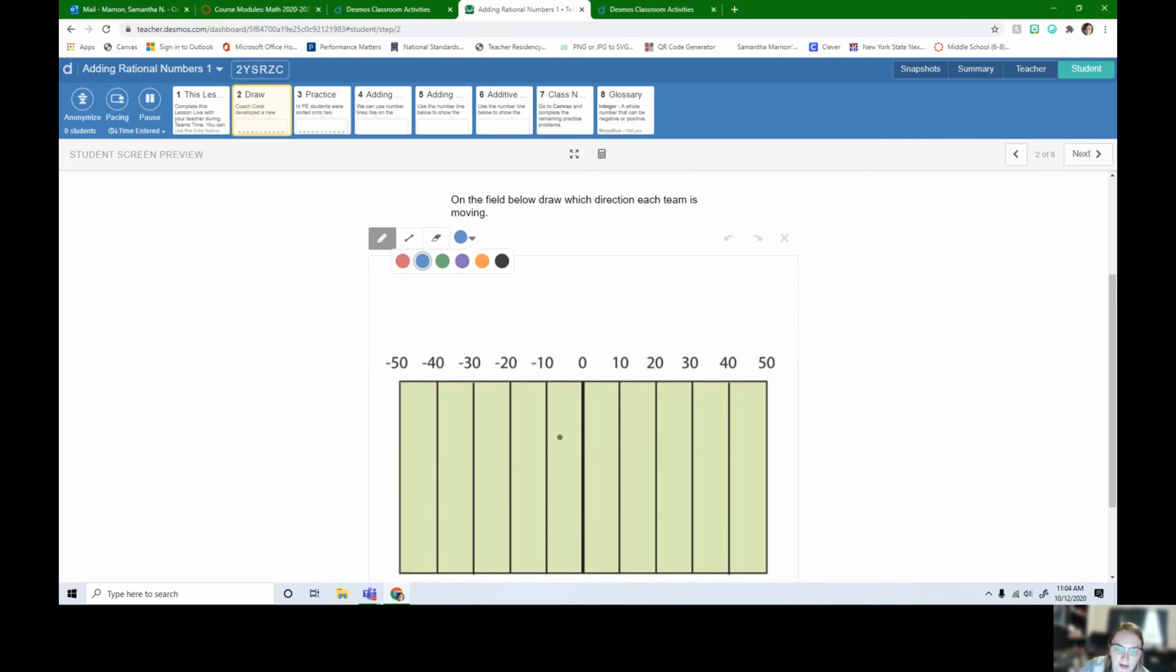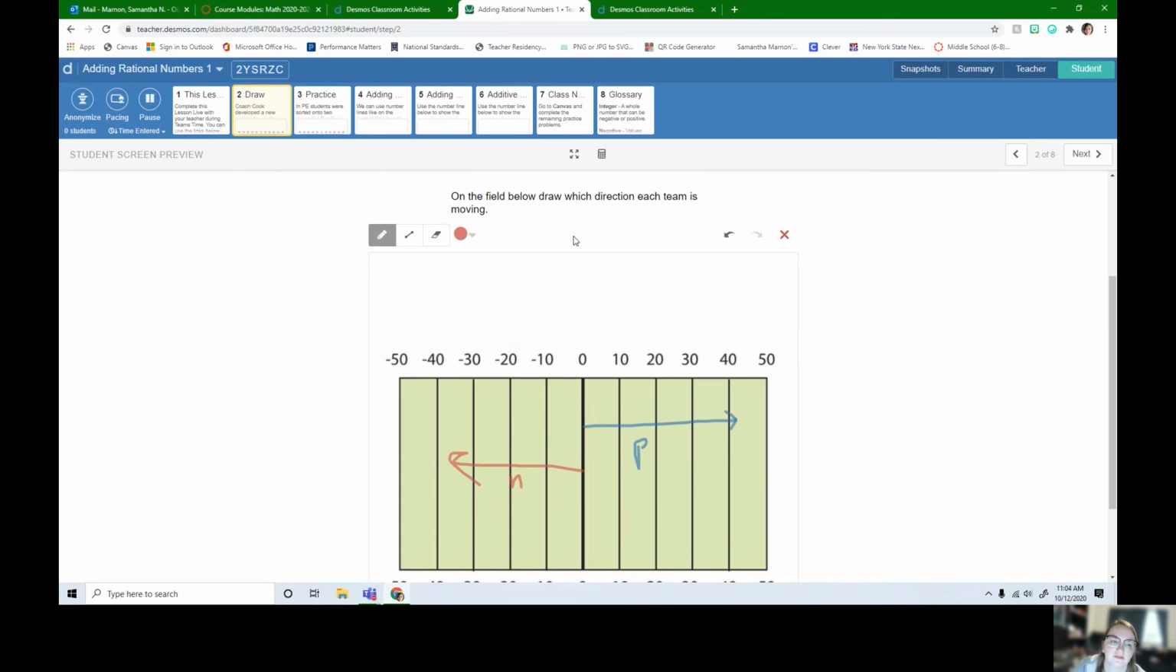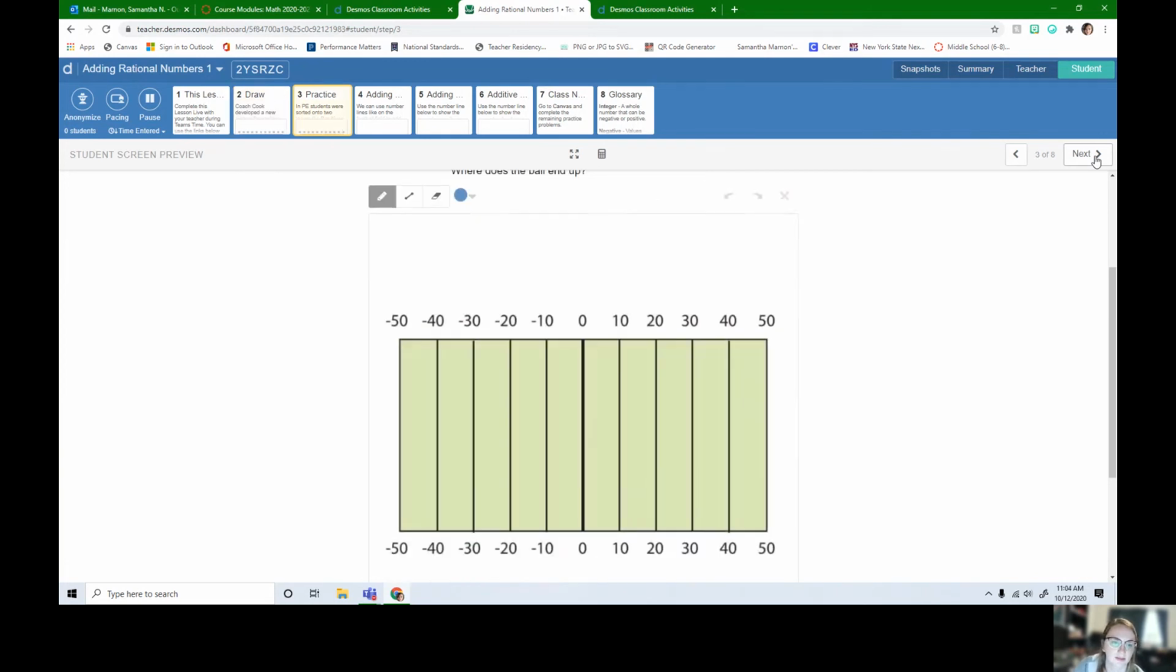So we just said that everybody's always going to start at 0. Think about it more like soccer or basketball where you start at 0. The positives are going to go this way, and the negatives go to the left. And that's it for this first slide. I'm going to hit next.